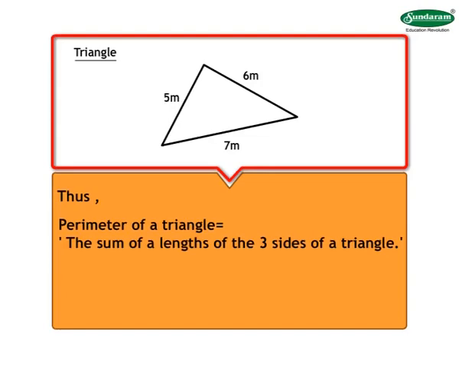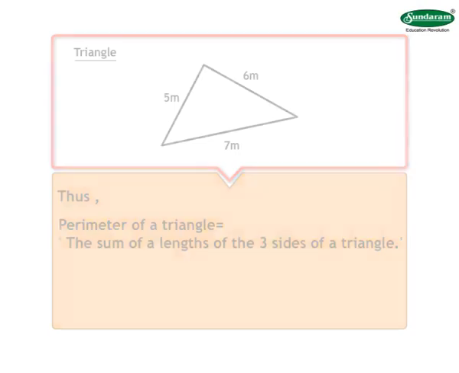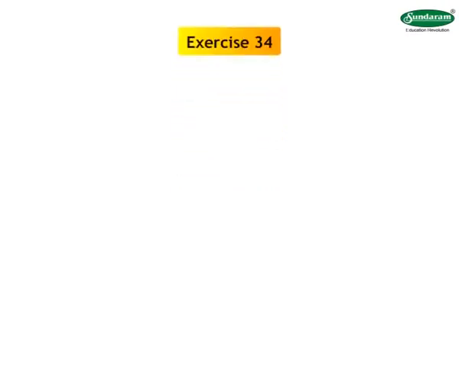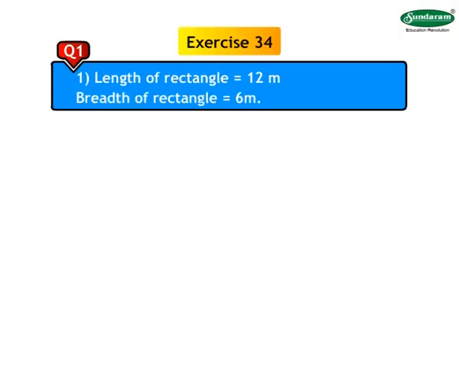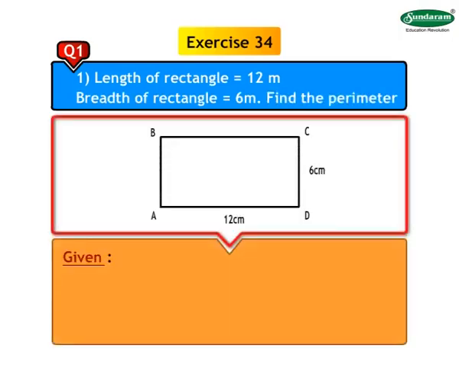Students, I am sure you all have clearly understood the concept of perimeter of a square, rectangle, triangle. Let us solve a few examples from Exercise 34, based on the perimeter. Exercise 34. Question 1. Length of the rectangle is equal to 12 meters. Breadth of the rectangle is equal to 6 meters. Find its perimeter.